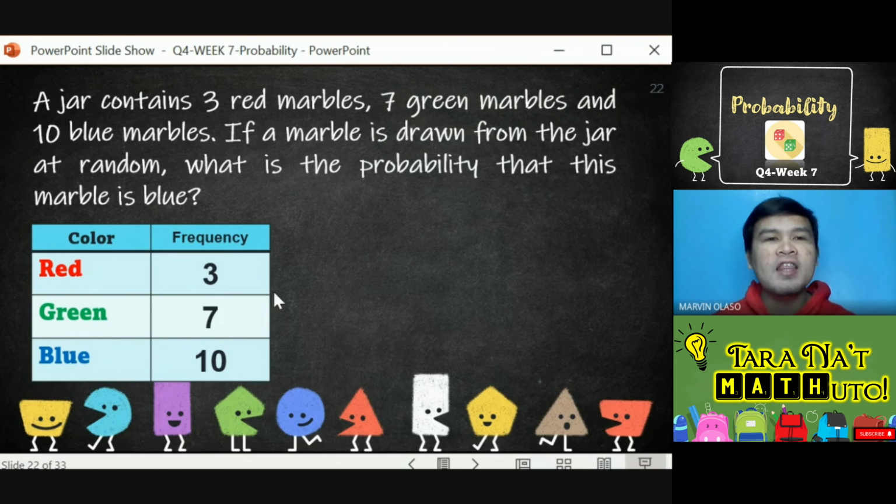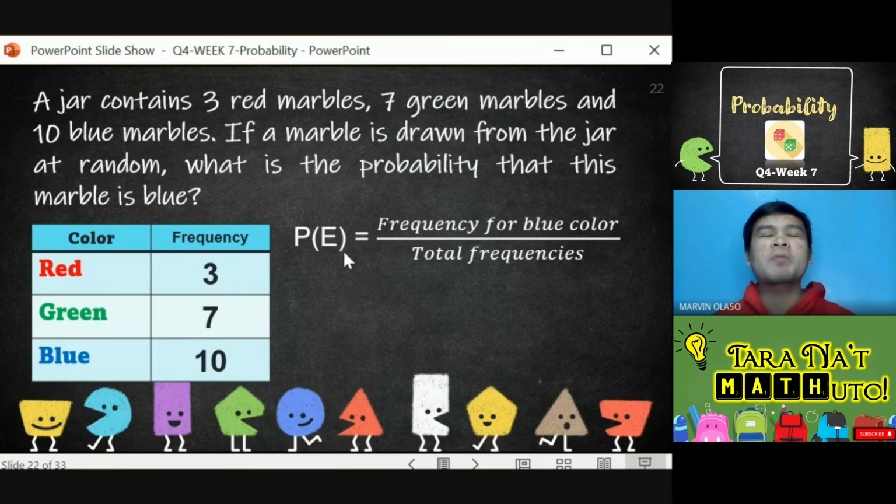Given natin, we have available 3 red marbles, 7 green marbles, and 10 blue marbles. To answer the probability that this marble is blue, just use this formula: probability of an event, frequency for blue color, kasi blue yung tinatanong, over total frequency. So, how many ang blue? Ilang beses? Or ilan ba ang possible para sa blue?